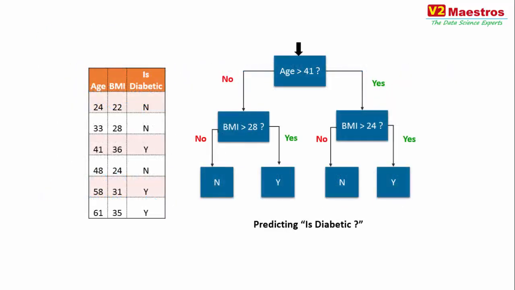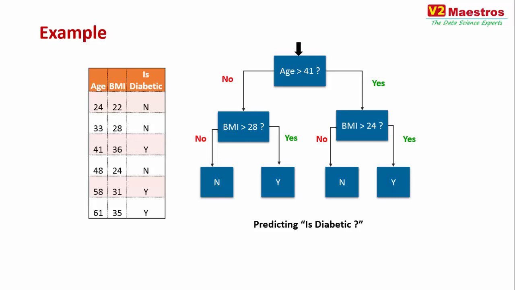So here is an example of a decision tree. On the left side you have data. You have three variables. There is age and BMI. Age and BMI are your predictors, and then a variable called is diabetic, whether a patient is diabetic or not, is the target variable. And for this data we are going to be building a decision tree on the right.